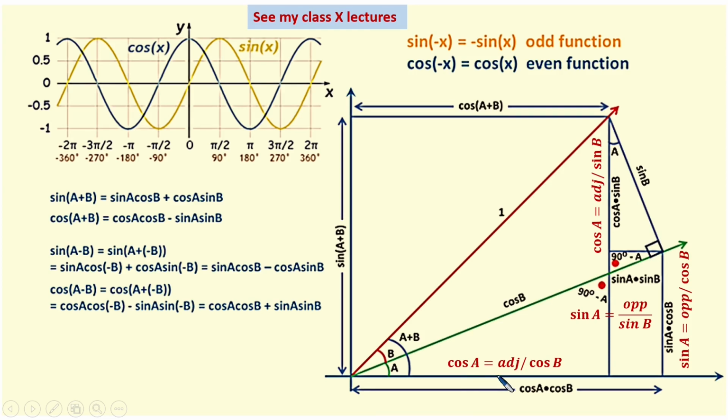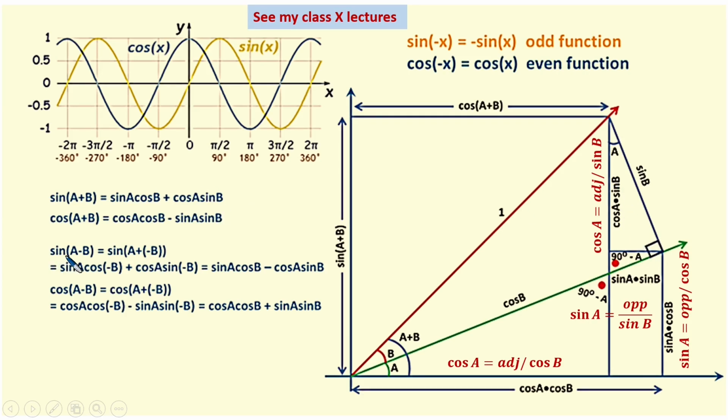So the adjacent side is cos A times cos B. Once I know this, as I said earlier, cos(A+B) is cos A times cos B minus sin A sin B. And similarly sin(A+B), this distance, is sin A cos B plus cos A sin B, which I have shown.